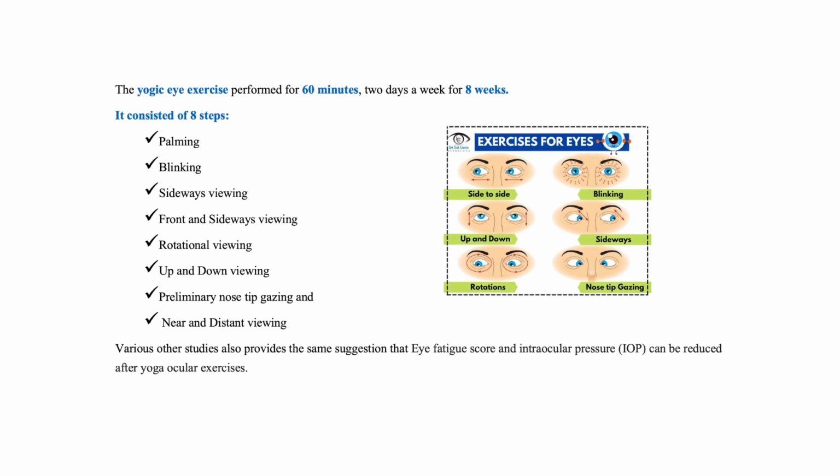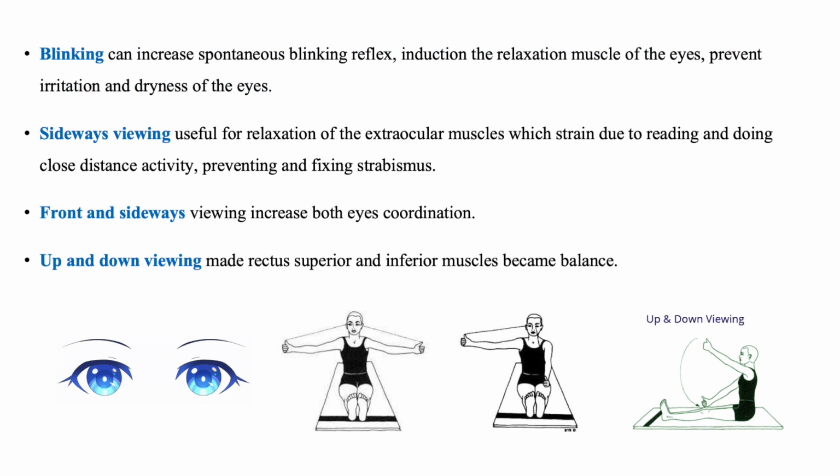ocular exercises. Blinking can increase the spontaneous blinking reflex, induce relaxation of the muscles of the eye, and prevent irritation and dryness of the eyes. Sideways viewing is useful for relaxation of the extraocular muscles which strain due to reading or doing close distance activity, preventing and fixing strabismus. Front and sideways viewing increases both eye coordination. Up and down viewing makes the rectus superior and inferior muscles become balanced.